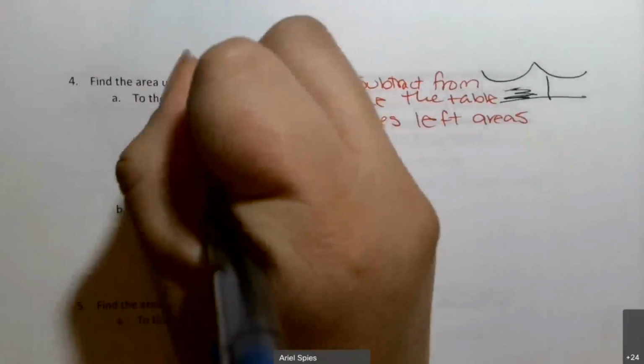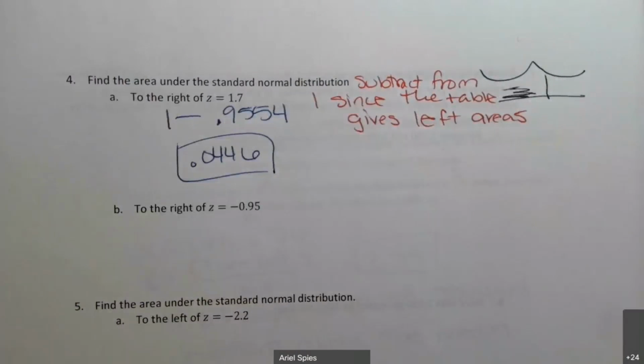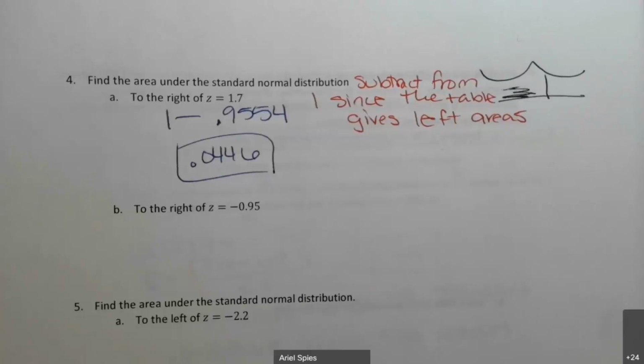So this gets us 0.0446. Isn't it a negative? No, because we're subtracting from 1. It should always be a positive number if we're talking about the areas.